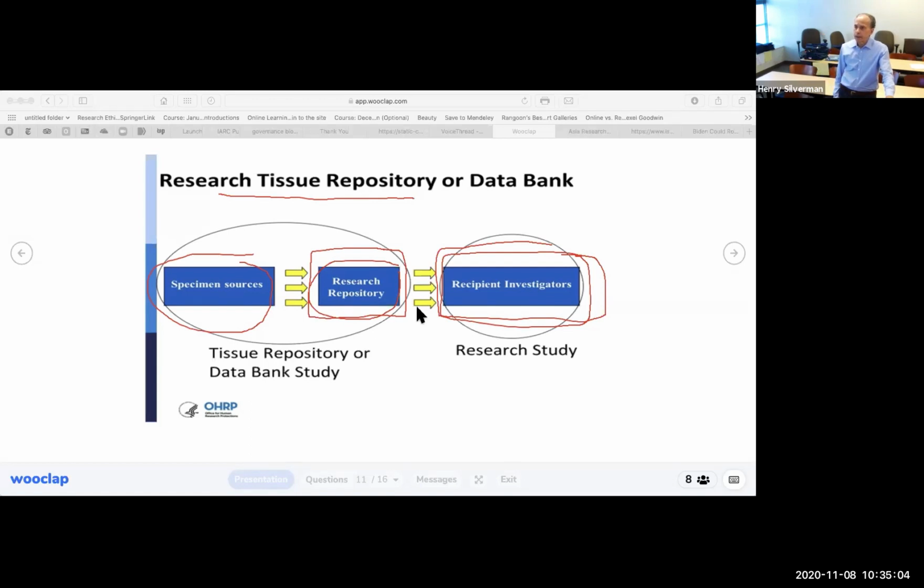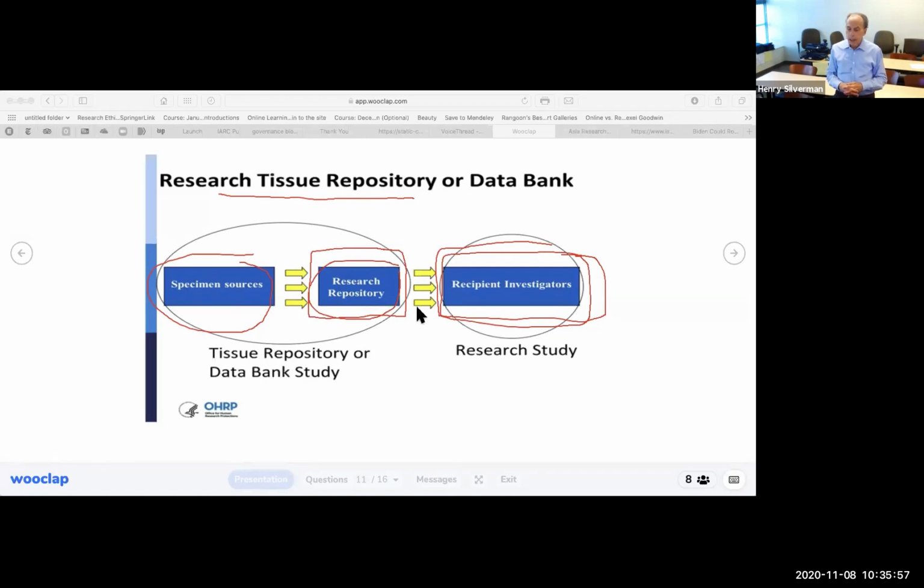Okay, all right. So if they're getting de-identified information, they're not doing human subject research because they're getting de-identified information. So they're not involved in human subject research, because they're getting de-identified information. And they were not involved with the collection of the biospecimens. They're just getting de-identified information.